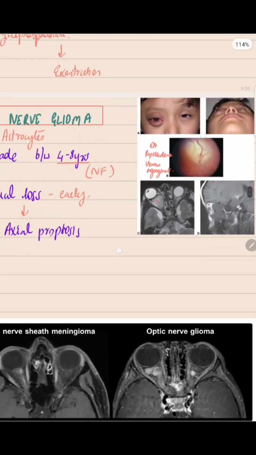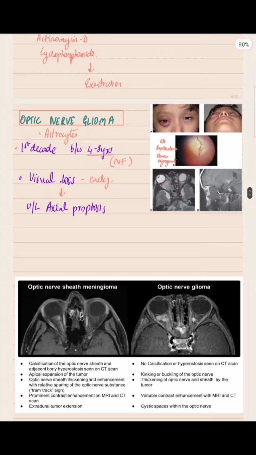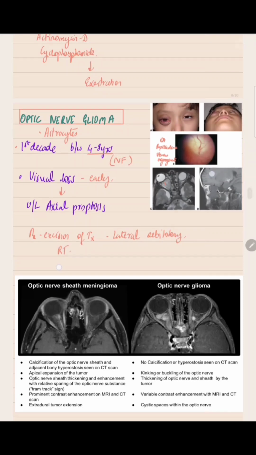The intracranial extension of the glioma through the optic canal is not uncommon, and treatment is excision of the tumor mass with preservation of the eyeball by lateral orbitotomy. In inoperable cases, we can do radiotherapy.